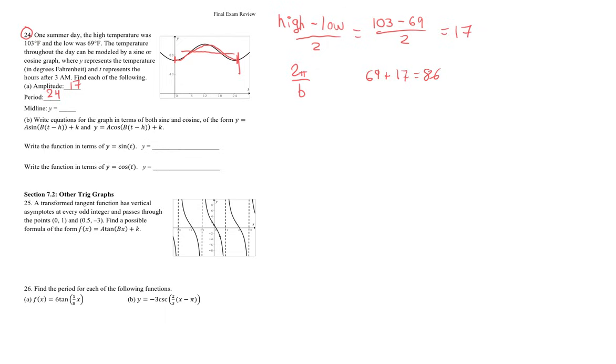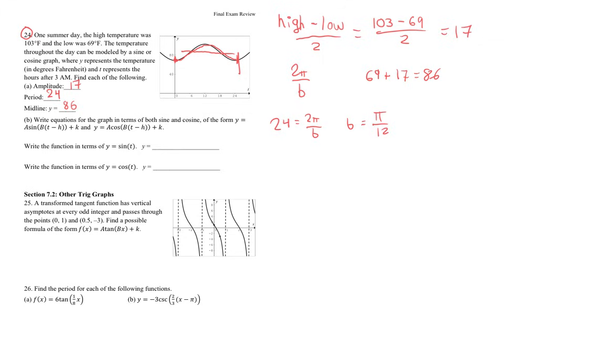B, we're going to write an equation for the graph in terms of both sine and cosine. So we know that our b, or our period, is 2 pi over b. So 24 is equal to 2 pi over b. So b is going to be equal to pi over 12. Now, we know for cosine, we're starting right where we want to start, but at the bottom instead of at the top.